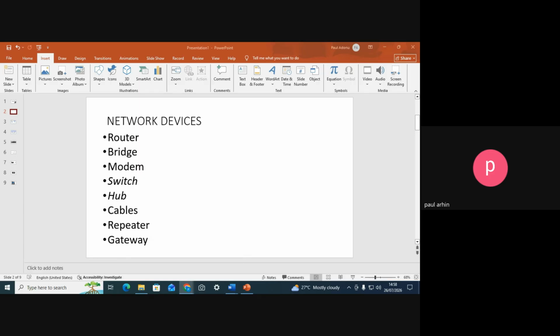In principle, it's the same concept at work, but as far as the main activity is concerned, they're different. That's what connection is about. Okay. So these are the devices. We've seen the router, the bridge, the switch, and the hub. Now the modem.